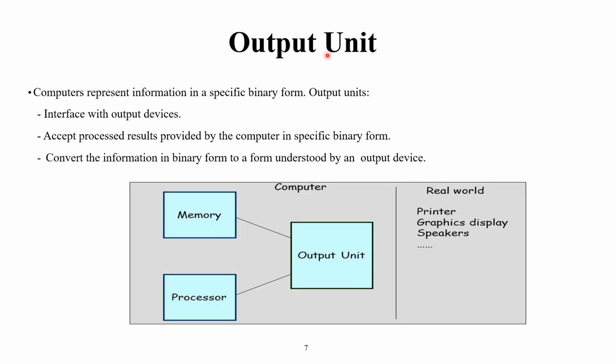The output unit presents processed information to the user, allowing them to see the results of the computer's work. Common output devices: monitors display visual output, printers produce hard copies of documents, and speakers output sound. Each device takes the processed data from the computer and converts it into a usable format for the user.